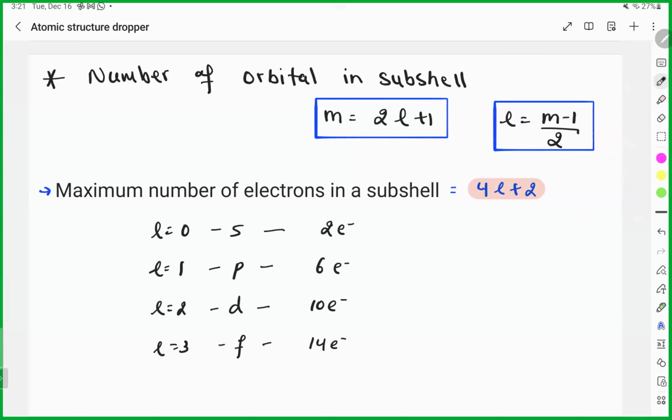Then every time it is increasing by a difference of 4. Correct? Difference of 4. How is that possible? Because as l value is increasing, if l value is 0, it will be 2. Yes or no, guys?